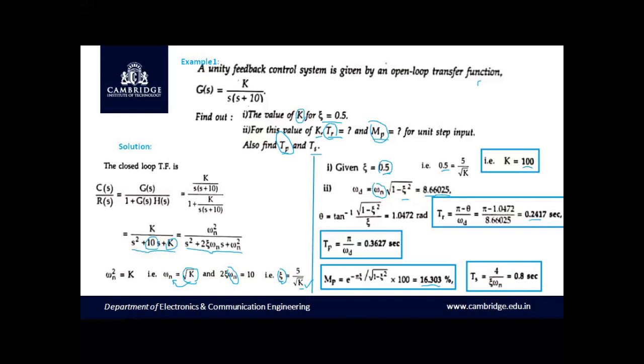This is one of the problems which has been taken from the model question paper released by VTU recently. In the coming sessions, let us solve a few more problems from the model question paper related to module 4 and module 5.